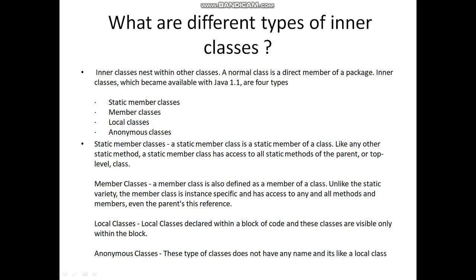Okay, so what are anonymous classes? These are classes that do not have any name, and a local class without a name is known as an anonymous class. Now what is a local class? A local class is declared within a block of code, and these classes are available only within the block.